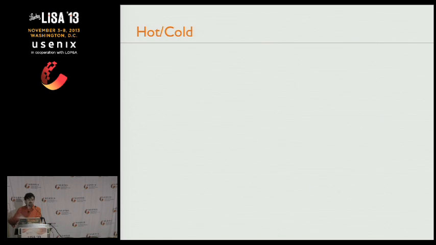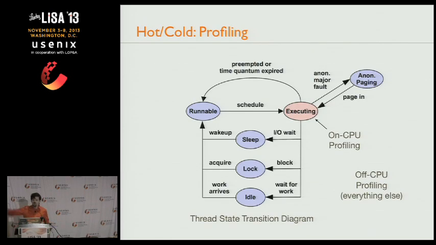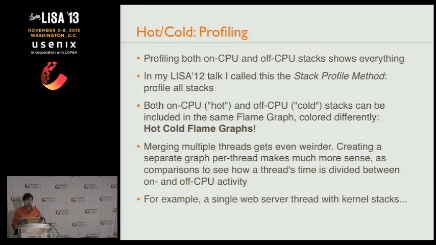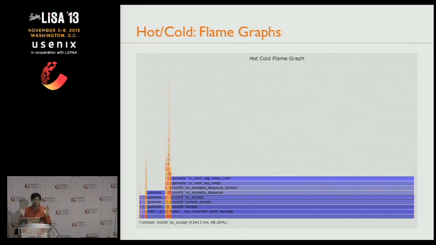So I said that was the counterpart to on-CPU profiling, so let's do both. On-CPU profiling shows what's executing. Off-CPU profiling shows every other state. And I previously talked about this last year at LISA as a methodology, the stack profile method, where we do on-CPU profiling and off-CPU profiling so that we can identify everything. And I can put them on the same flame graph and call it a hot-cold flame graph.